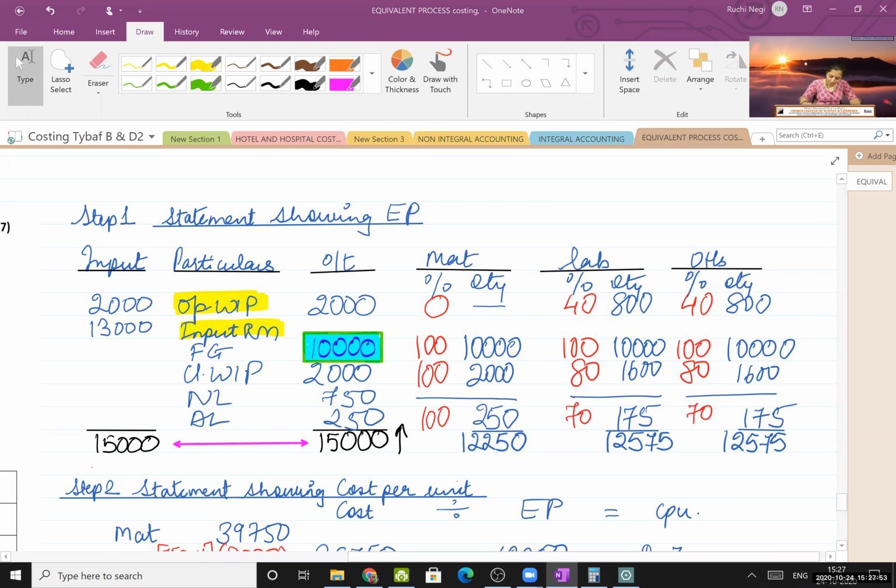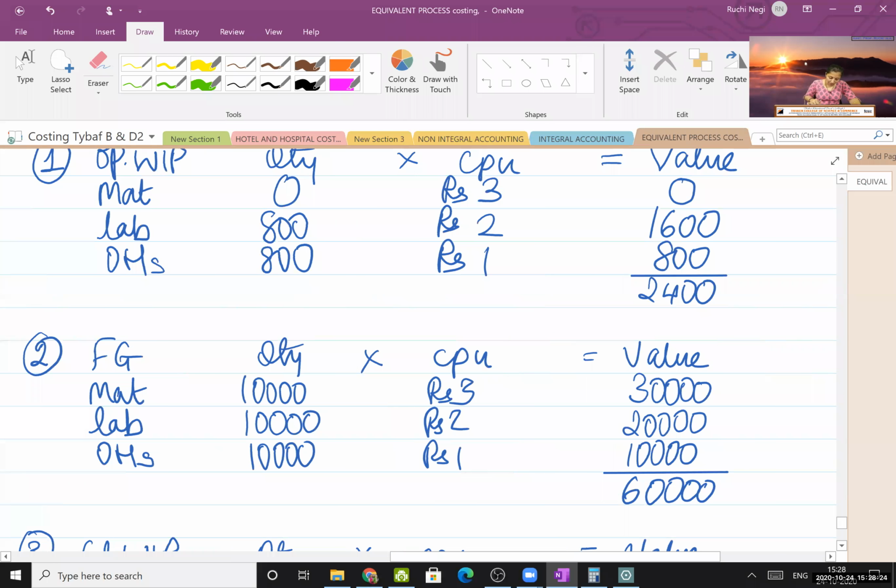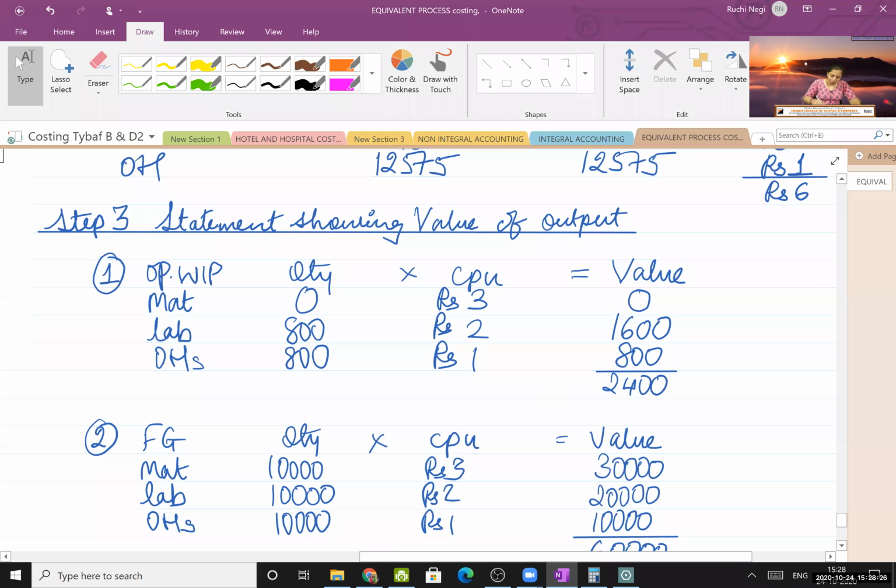Now come to step 3. Now step 3 mein what are you going to calculate? Whatever is there in your step 1. See, step 1 में क्या क्या है? WIP, so इसका वैल्यू मुझे चाहिए, फिनिश गुड्स का वैल्यू मुझे चाहिए, क्लोजिंग WIP का वैल्यू चाहिए, एबनॉर्मल लॉस का वैल्यू चाहिए. नॉर्मल लॉस तो मेरे पास है. So this is what you are going to calculate in step 3.